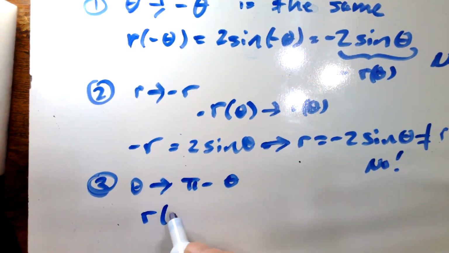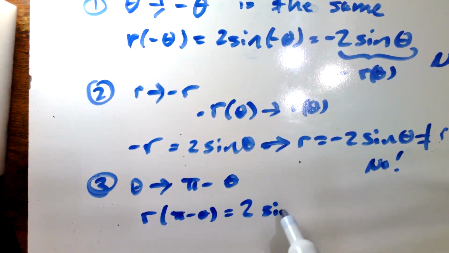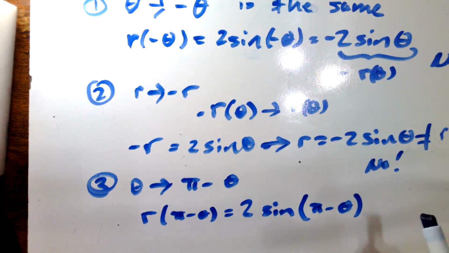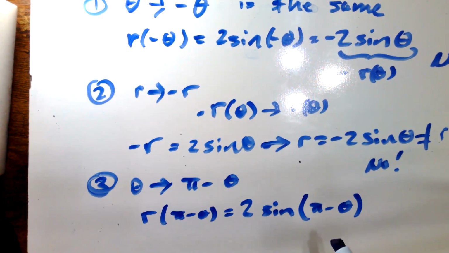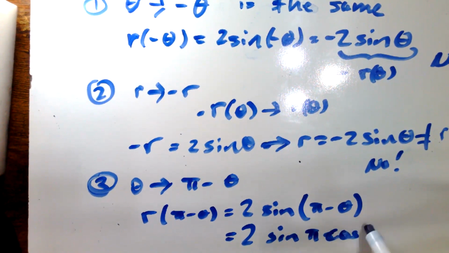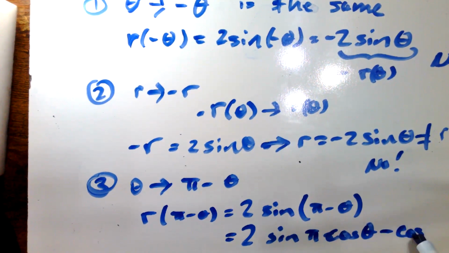So we have r of pi minus theta is equal to 2 times sine of pi minus theta. You'll need to recall the angle difference formula for sine. So this is going to equal 2 times sine pi cosine theta minus cosine pi sine theta. Sine always keeps the same sign, and I just know the functions are opposites: sine, cosine, cosine, sine.